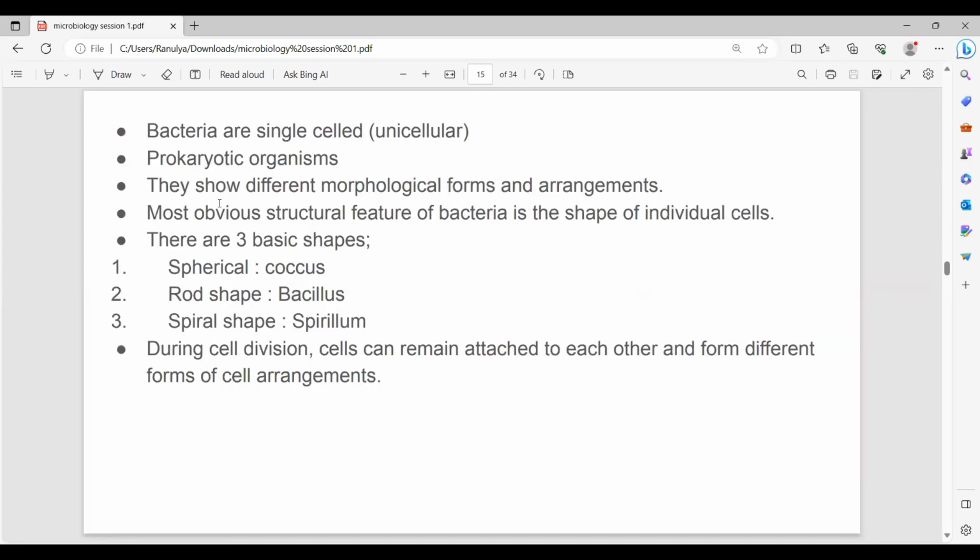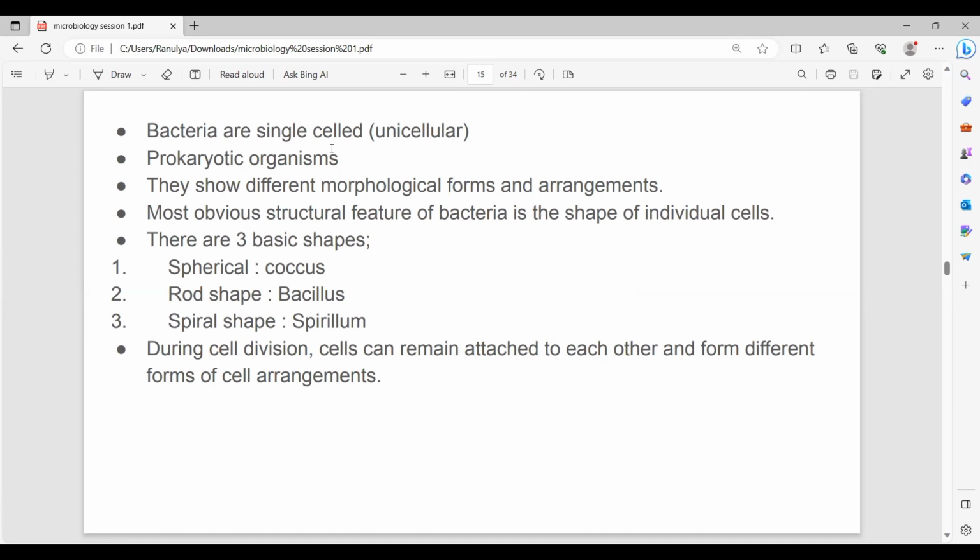So here, bacteria are single-celled, unicellular. They have only one cell. They exist as unicellular organisms, not multicellular. Prokaryotic organisms. They don't have an organized nucleus. They have prokaryotic cellular organization.